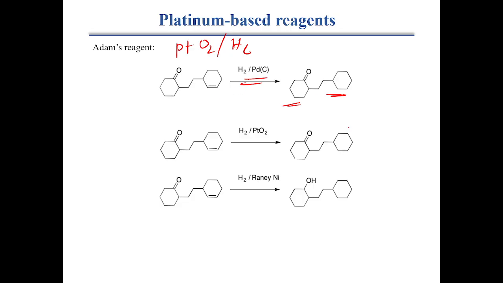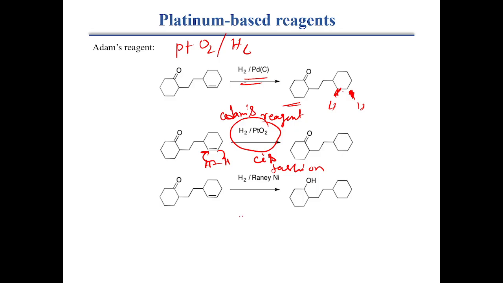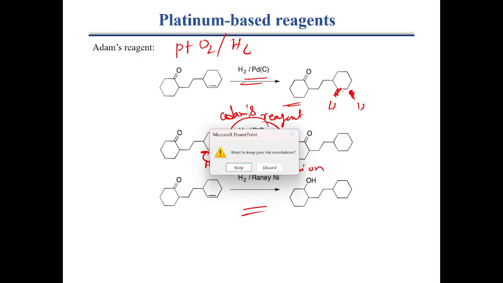So hydrogen reacts under cis fashion. So this is the Adams reagent. What happened in this case is this hydrogen reacts under cis orientation, cis fashion. Under any nickel hydrogen condition also you will get the hydrogenated product.